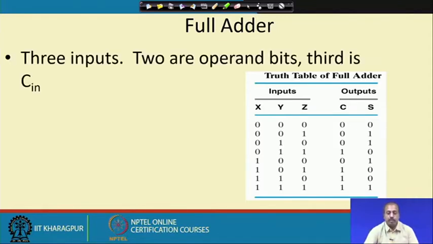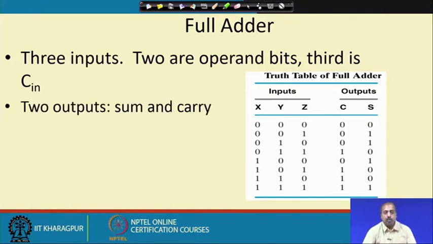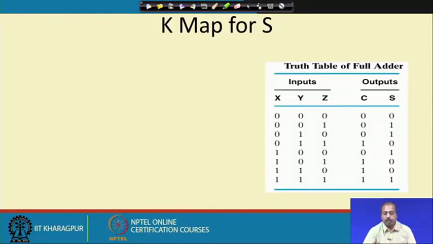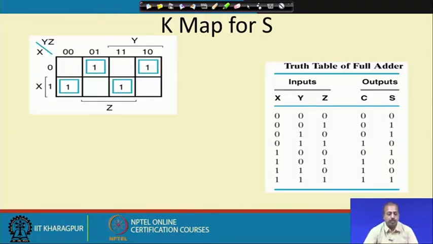Now, the full adder has 3 inputs: 2 are the operand bits, x and y, and the third is the carry input C in. It has 2 outputs, sum and carry. The Karnaugh map for sum is like this. If you draw the Karnaugh map, then it will be like this. This is basically the XOR. So, this is the XOR of x, y and z.